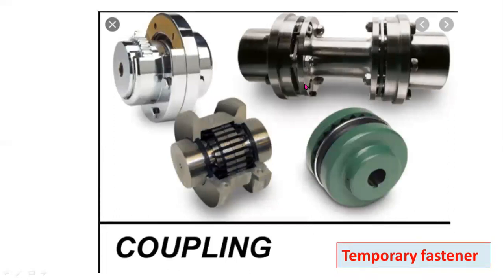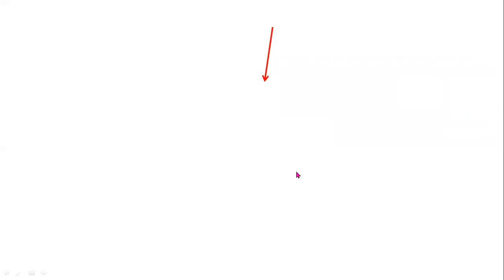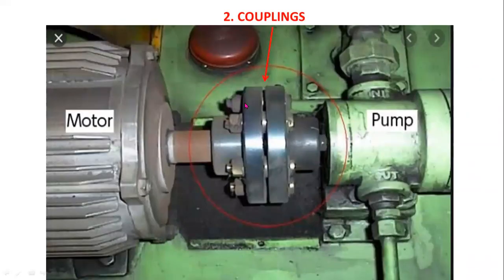These are examples for shaft couplings. Couplings are temporary fasteners. This one is also an example for a coupling. This is a flange coupling. This one is a motor, this one is a pump. To join the motor shaft and pump shaft, we are using a coupling. So here the coupling is used to transmit the power from the motor shaft to the pump shaft.